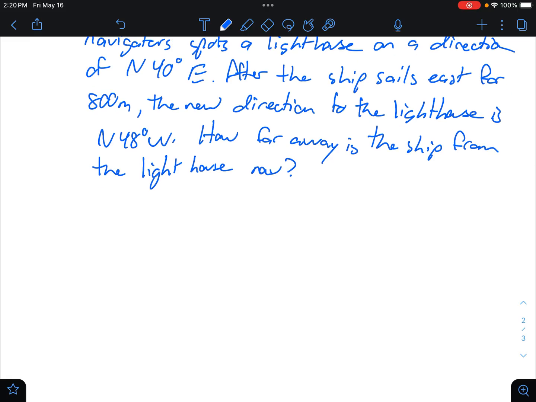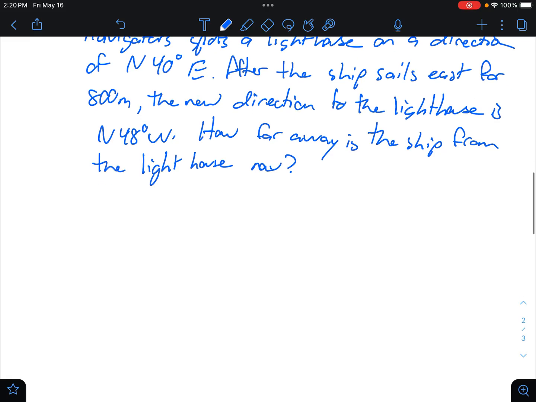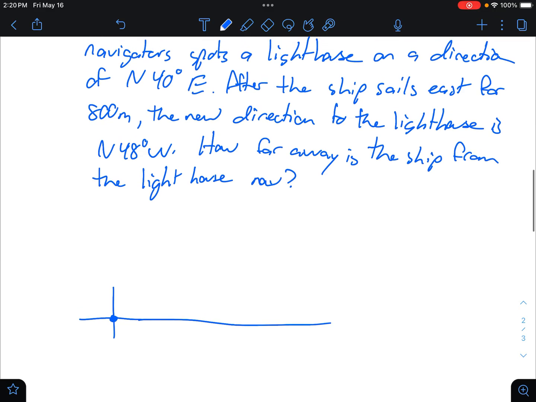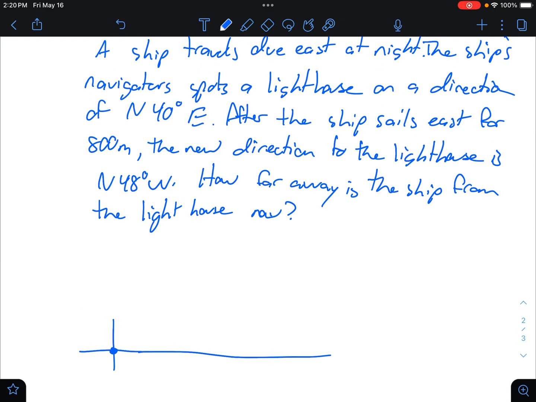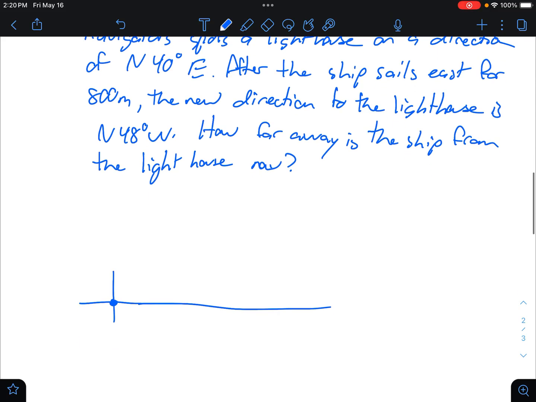Okay, so let's take a look here. Here's our start position, like this. I'm going to draw a little mini compass right here, and I'm going to start right here. Now, I know that my ship is going to be going due east, so it's going to look like that, okay? Initially, though, it says that I can see the lighthouse at a direction of north 40 degrees east. So if this is east this way, and this is north up here, north 40 degrees east would be this way.